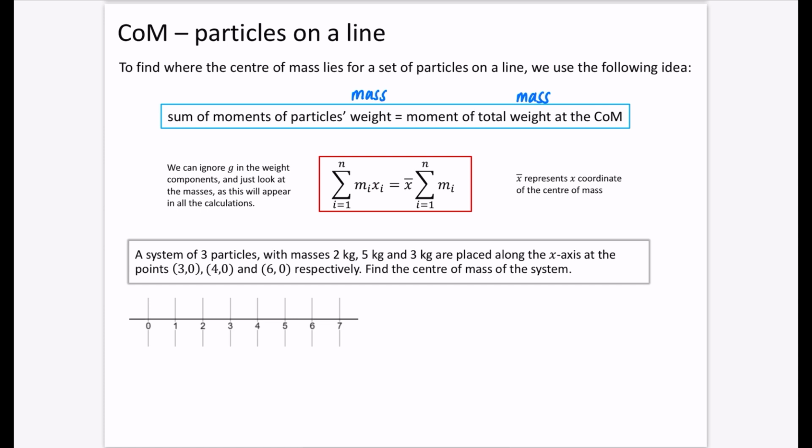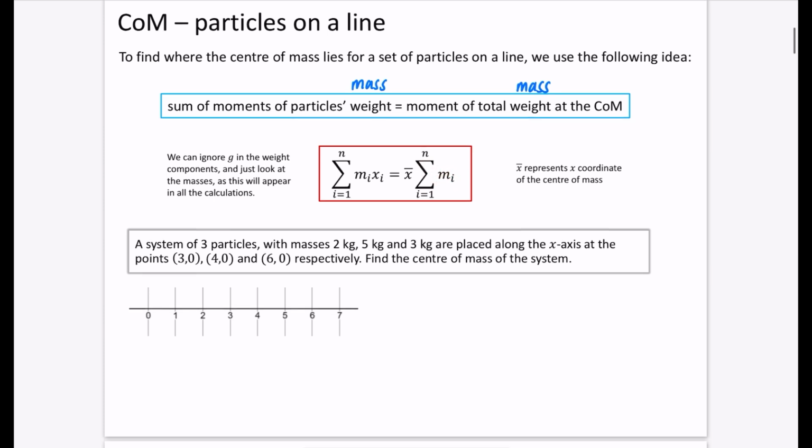And what that should be equal to is the moment of the total weight at the center of mass. So I'm going to find the total mass by adding up all of the masses. Sigma means add up all of these things that we've got here, and we would multiply it by the distance of the center of mass. Now x bar represents the x coordinate of the center of mass.